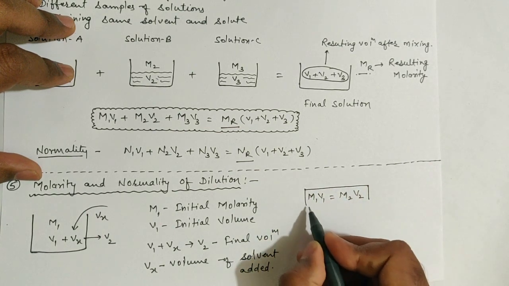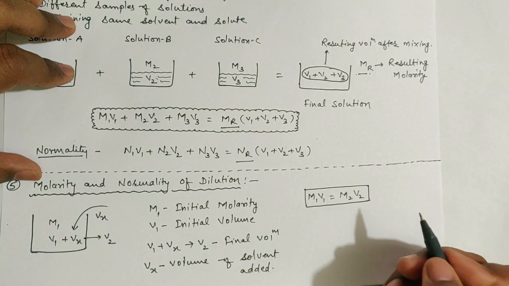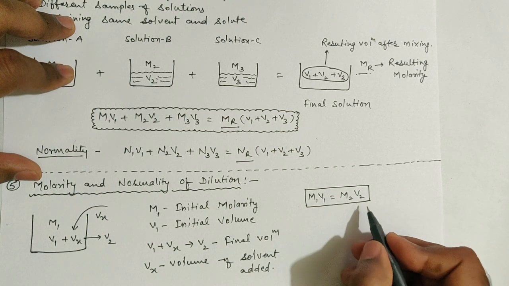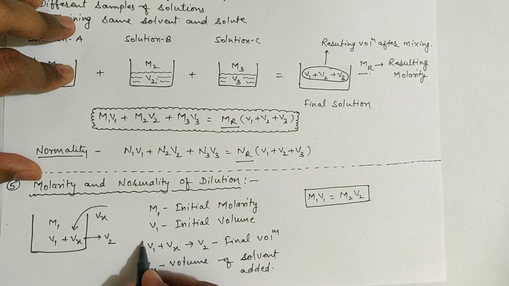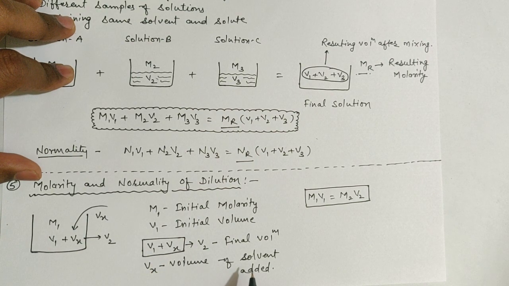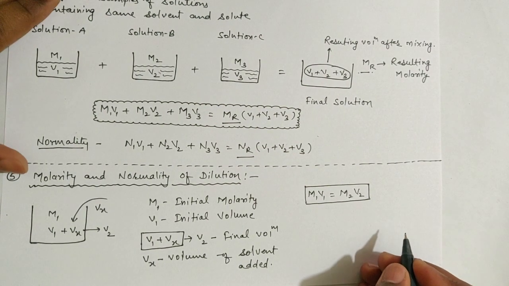M2 is the final molarity of the solution after dilution. V2 is the final volume, which is equal to V1 plus Vx. Vx is the extra amount of solvent that we have added into the solution. Similarly, normality of the solution can be obtained.